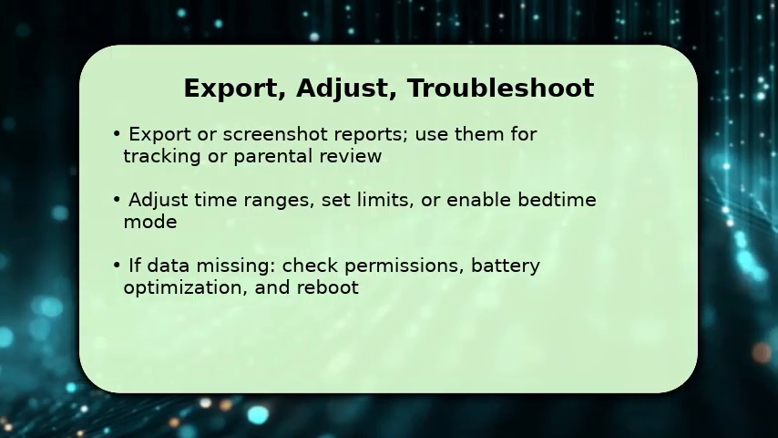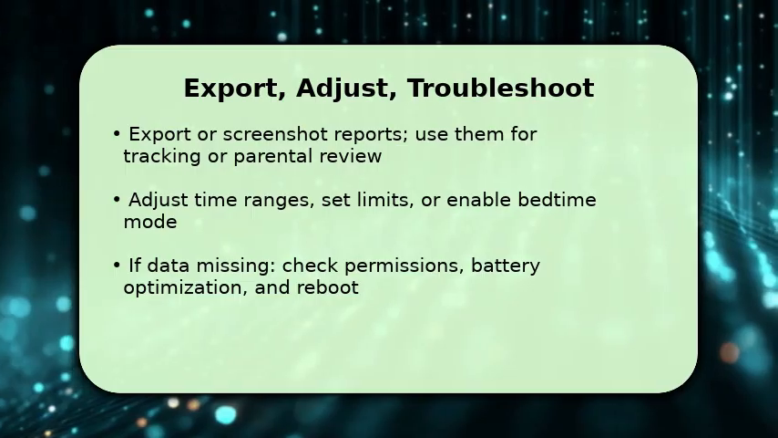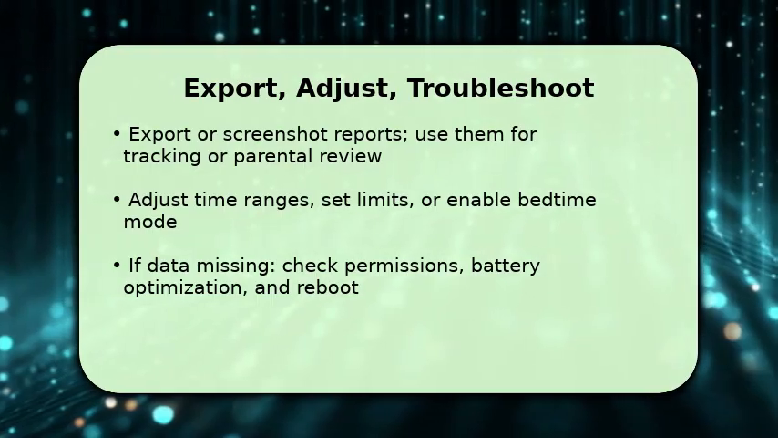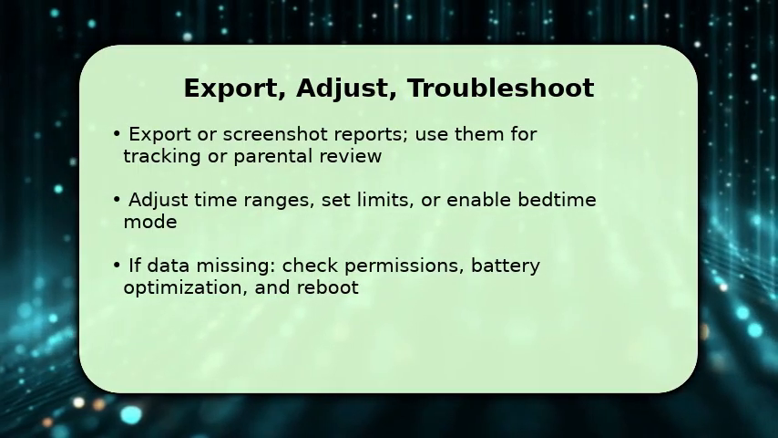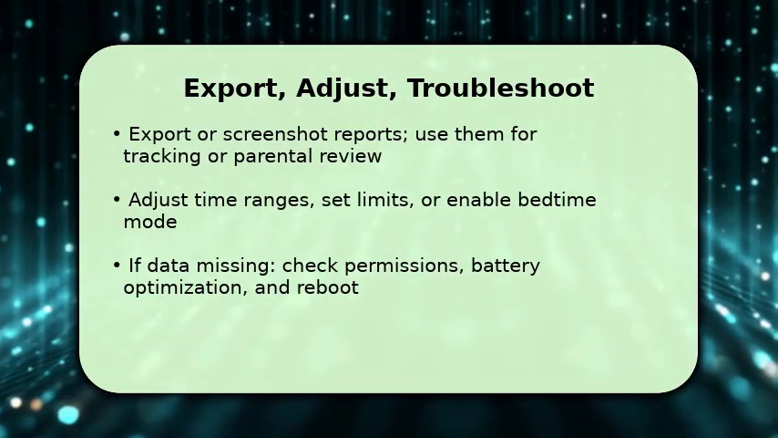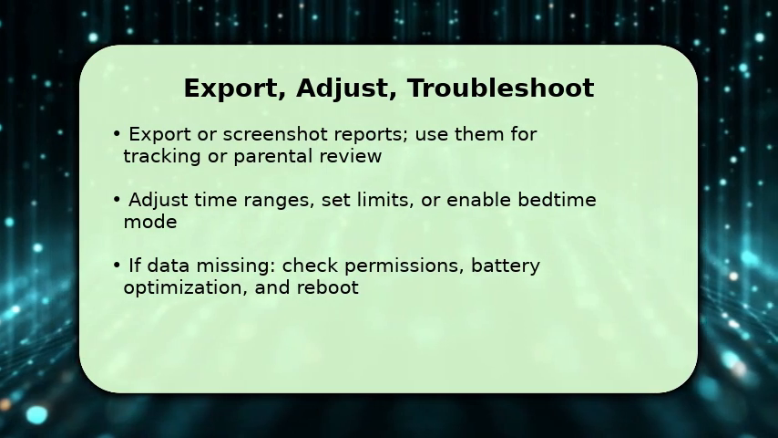If screen time data is missing or inconsistent, check that usage access and notification permissions are enabled. Disable battery optimization for the digital well-being process, and reboot the phone. This often restores tracking. If problems persist, update MIUI and retry.